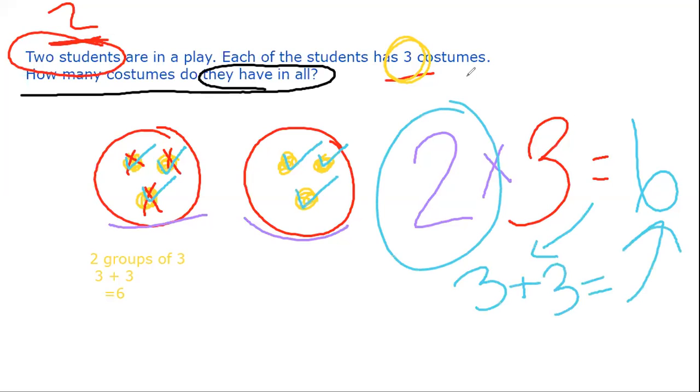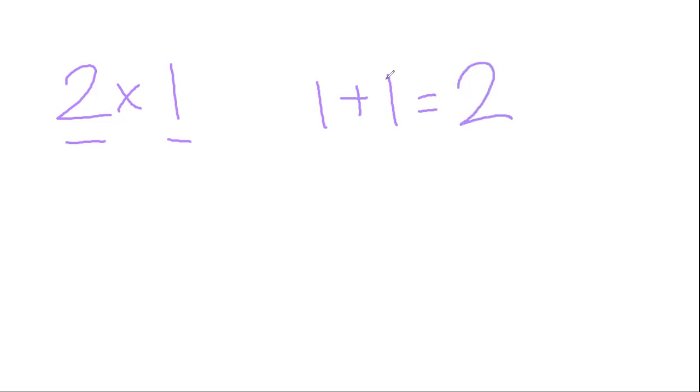So let's try this. What if I have, let's look at this example, 2 times 1. Essentially, this is saying I have two groups of 1, or I'm adding 1 plus 1. And 1 plus 1 equals 2. I'm adding 1 2 times.